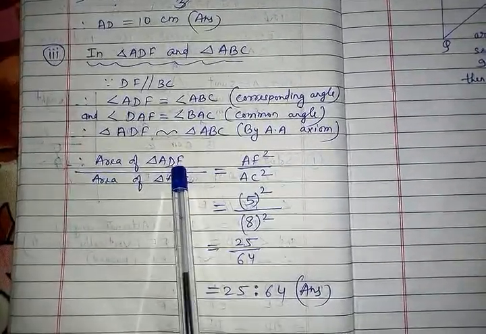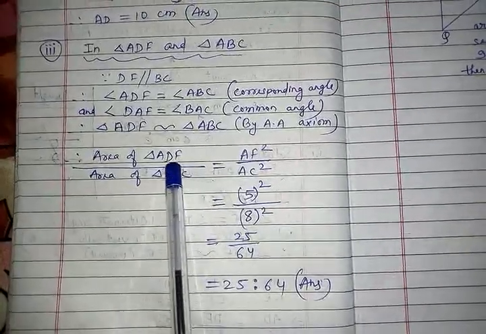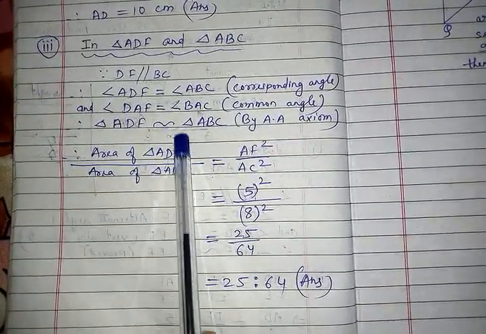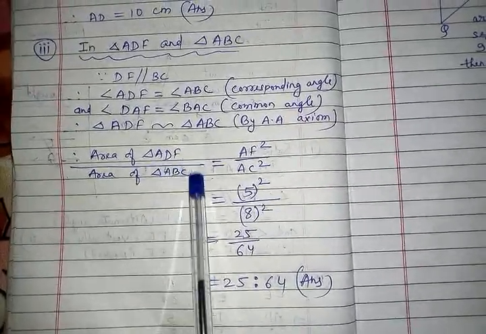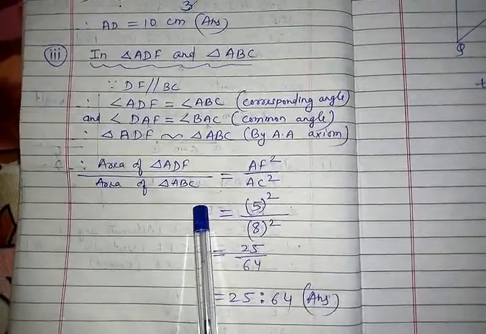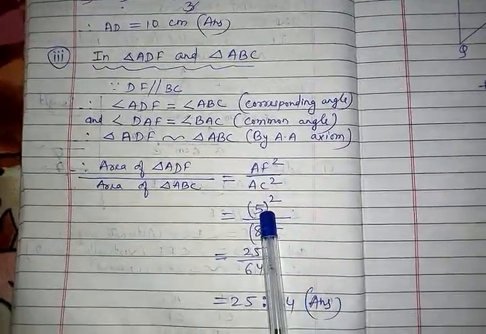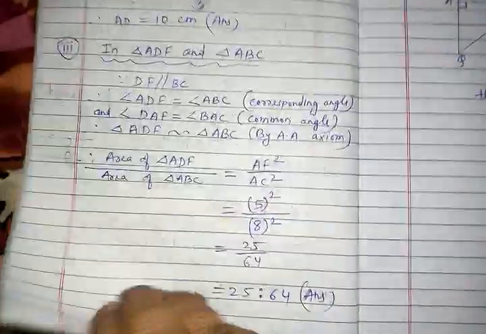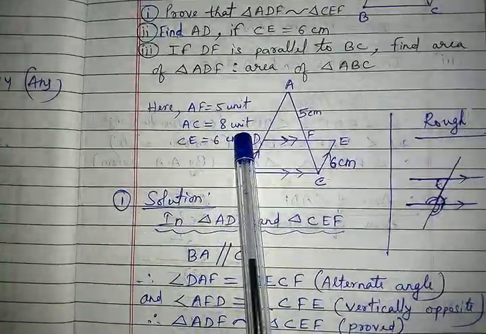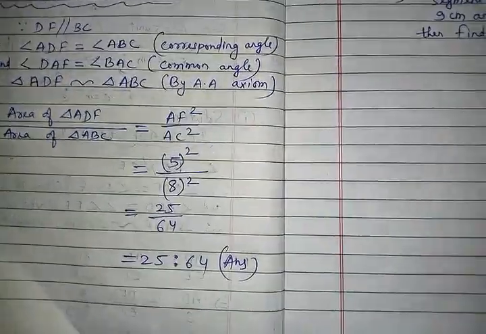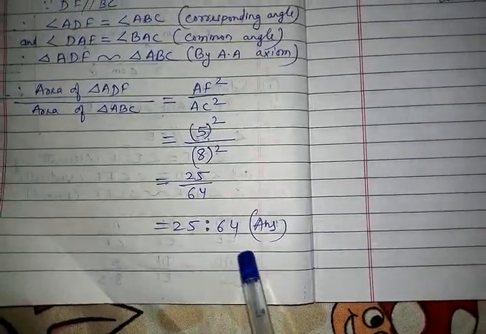So area theorem, you can see I have used AF square by AC square. Now you might be saying, sir, why did you not use the other values? Then let me tell you, as we have the value of AF also, AC also. Maybe we have one more pair of values given, but AF and AC was very easy. AF is 5 units, AC is 8 units. So that's why it is very easy. So 5 square by 8 square, 25 by 64, 25 is to 64.